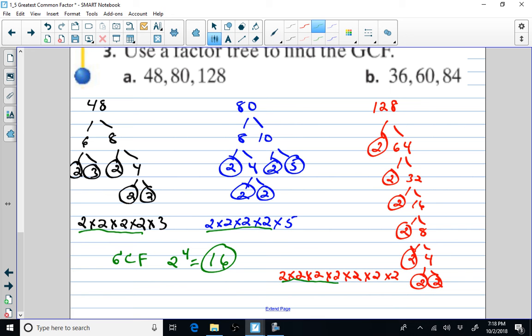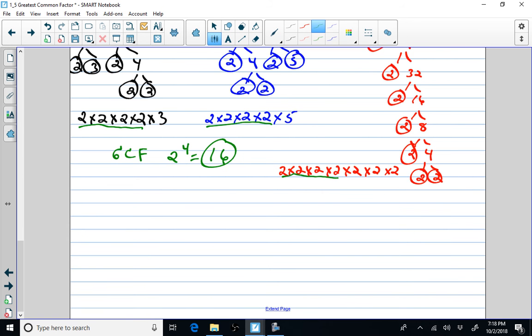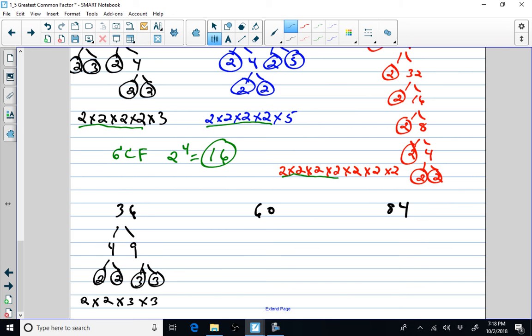All right, let's do 36, 60, and 84. I'll write that over here. 36, 60, and 84. All right, we want to start with our factor trees. For 36, I'll do 4 times 9. Neither is prime. 4 is 2 times 2. They're both prime. 9 is 3 times 3. They're both prime. Your prime factorization is going to be 2 times 2 times 3 times 3. For 60, we'll use 6 and 10.